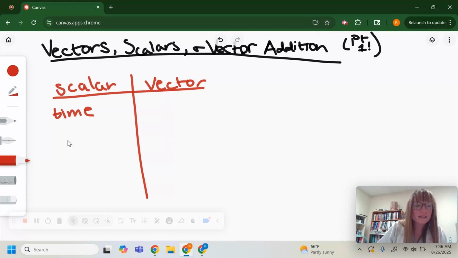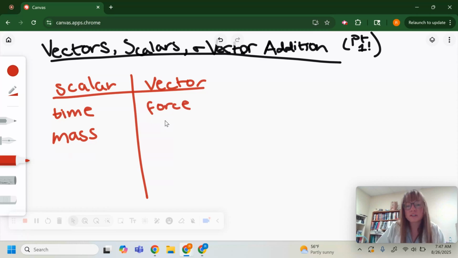Likewise, mass is a scalar quantity. Mass has an amount, but it can't have any direction. You can't have 5 kilograms of mass to the north or 5 kilograms of mass to the left. It's never a directional kind of thing. Meanwhile, there are other things that are vector kind of things where it has both a magnitude and it has a direction. For example, force is a vector.